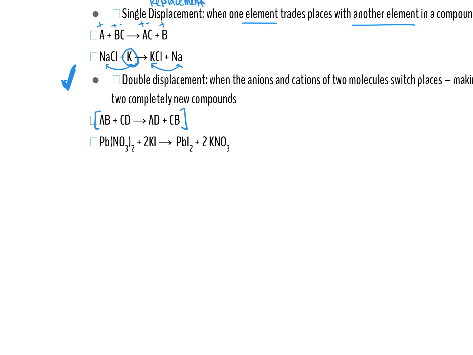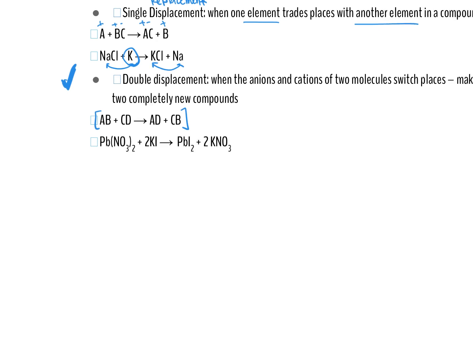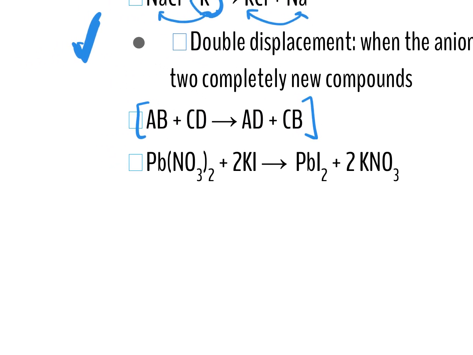Lead nitrate plus potassium iodide yields potassium nitrate and lead iodide. So we would see lead come together with iodide, and we would see potassium come together with nitrate. Is that what we see as our products? Pb and I, and K and NO3. We see those come together. Agreed? Now, why is it that I doesn't have a subscript here, but it has a subscript here? Any guesses?